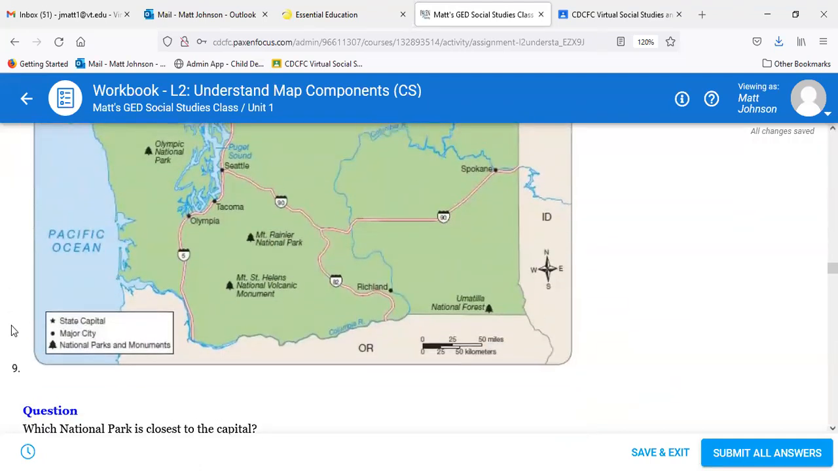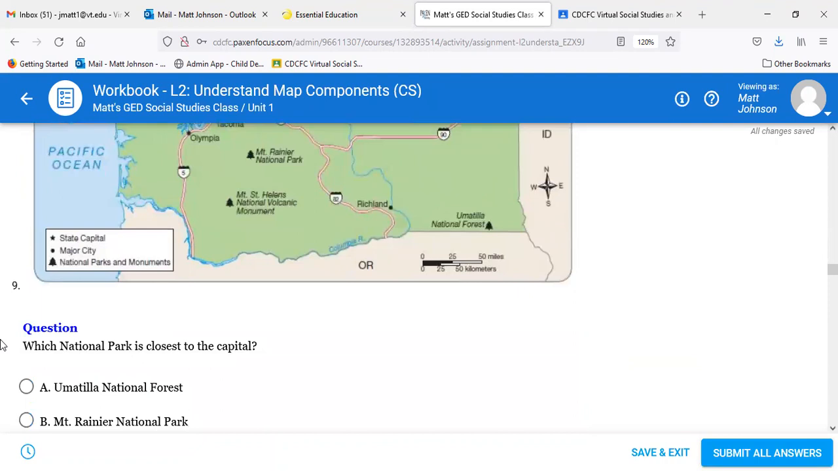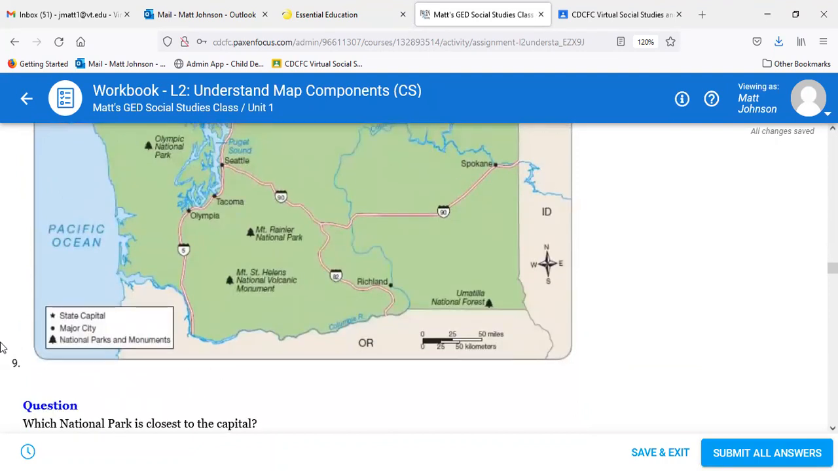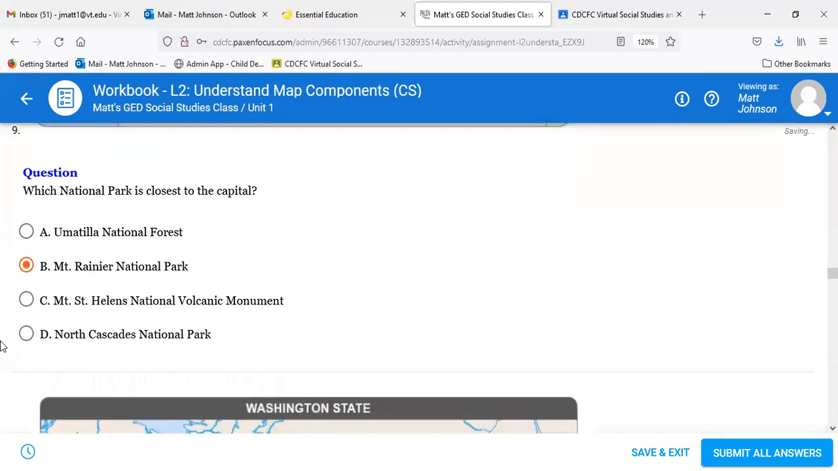So number 9, we have a new map. We're looking at the state of Washington. We have a key with state capital, major cities, national parks, and monuments. Which national park on this map is closest to the capital? It's asking you to find the capital. The state capital of Washington is Olympia. What national park here is closest? B, Mount Rainier.